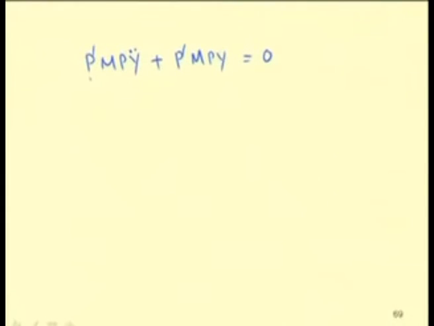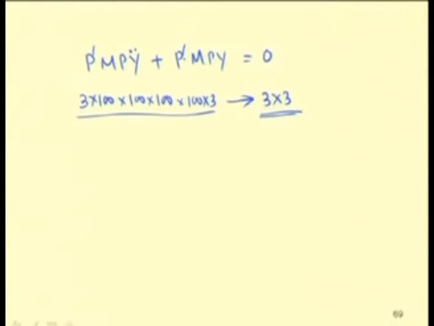Here P transpose is 3 by 100, M is 100 by 100, and P is 100 by 3. So finally it reduces to a 3 by 3 matrix. Instead of solving the 100 by 100 matrix, one can solve a 3 by 3 matrix. Both these matrices will be 3 by 3, so one can solve these 3 equations to find the response of the system. This method is known as normal mode summation.